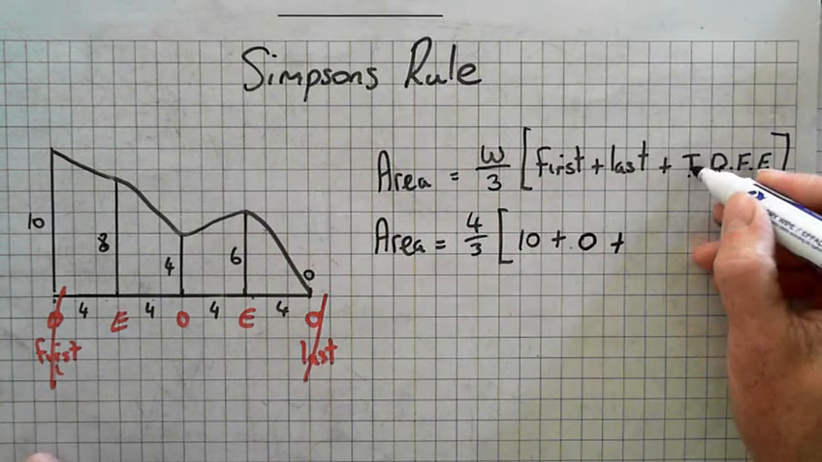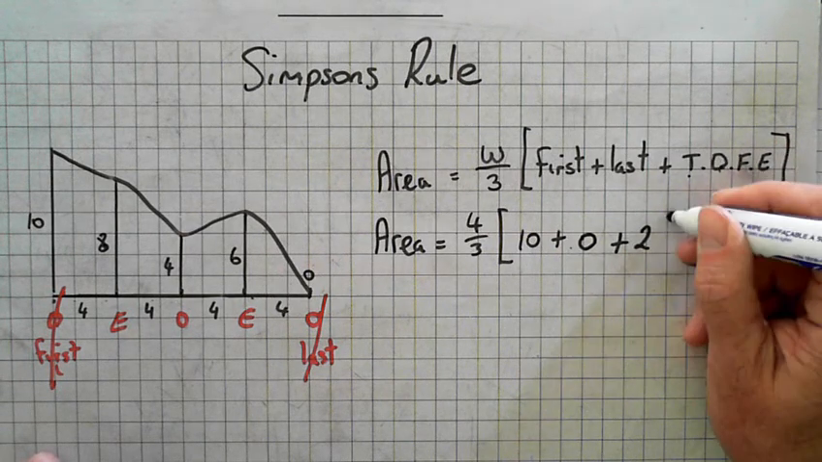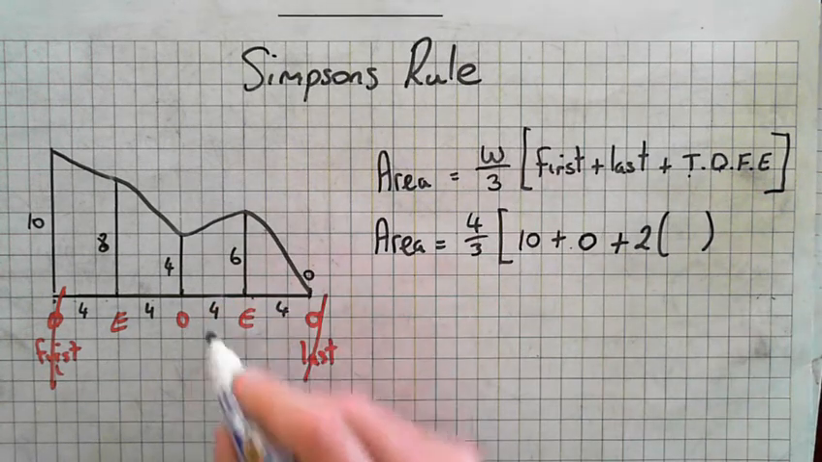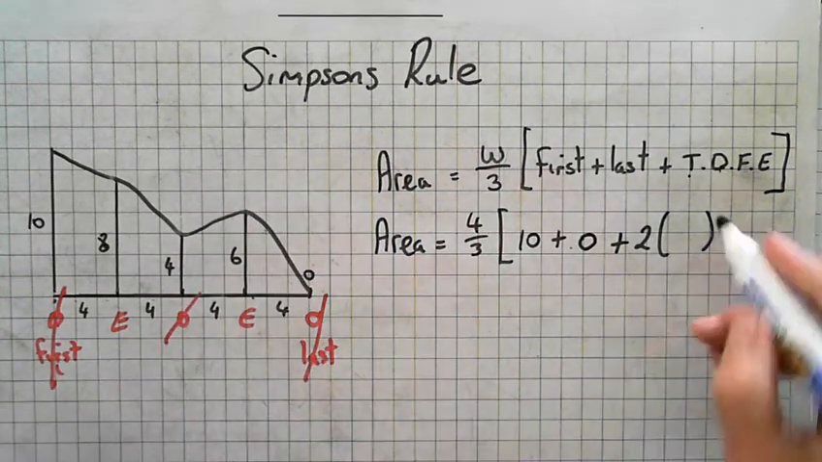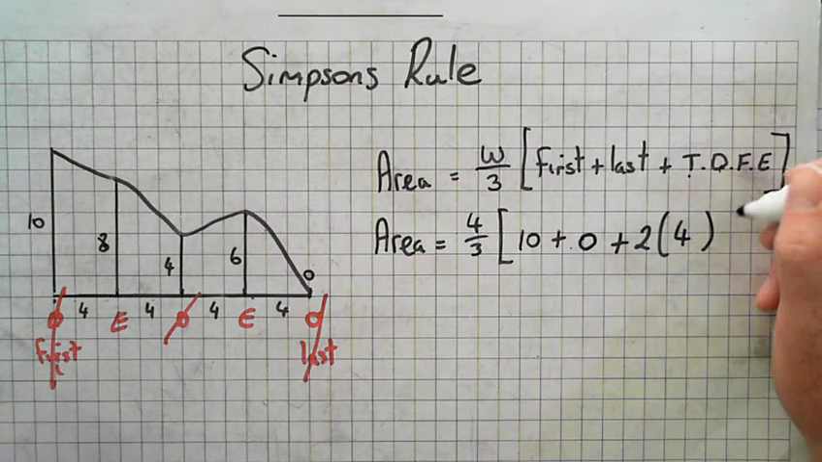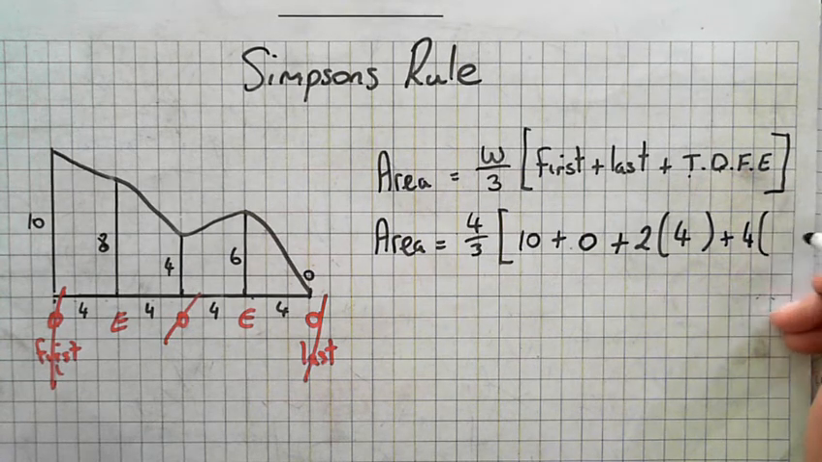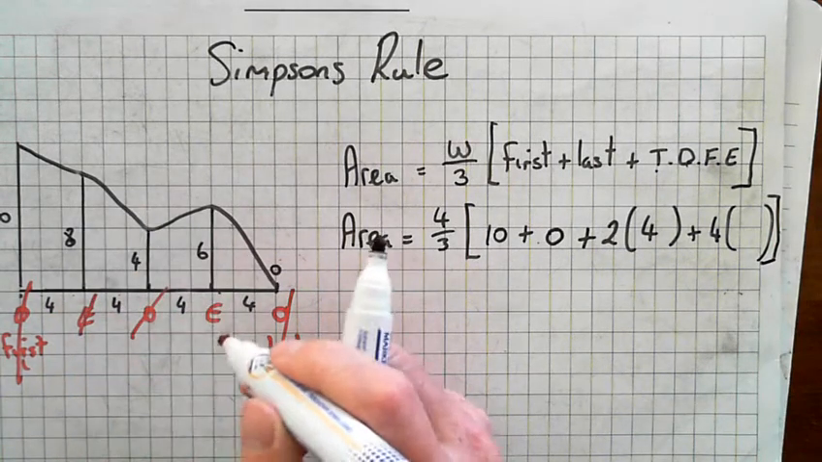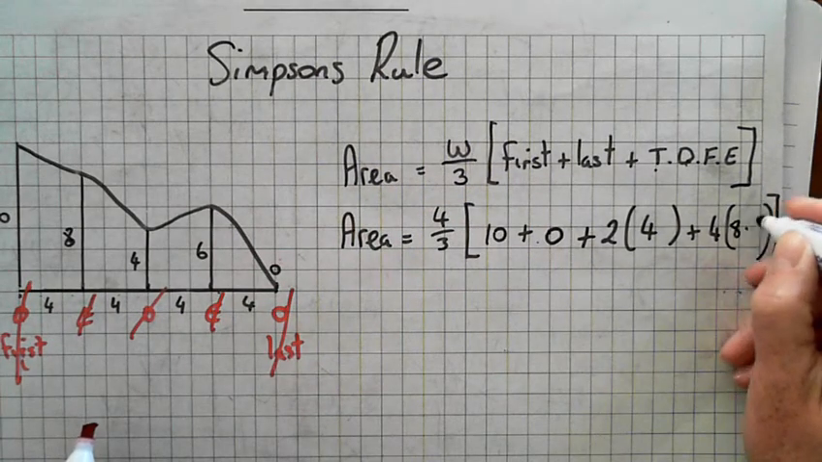Plus twice the remaining odd, so we need brackets. The remaining odd. There's only one remaining odd. That's gone. So 4 in the brackets. So we did T O, twice the remaining odd, plus 4 times the remaining even. The remaining even is 8 plus 6. There are 2 evens remaining. Remember, 8 plus 6.